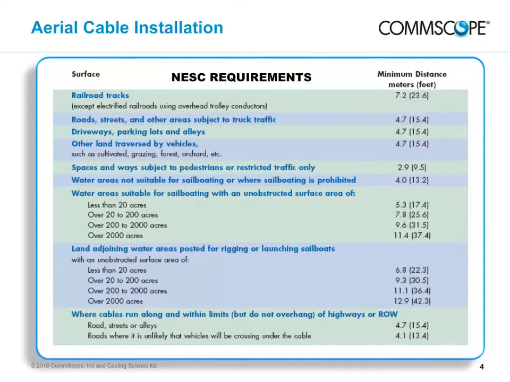This chart, derived from NESC publication, shows the clearances required for a fiber cable meeting NESC rules 230C2 or 230C3, depending on the type of surface it spans. Take a few minutes to study it. For a complete listing, contact the NESC.